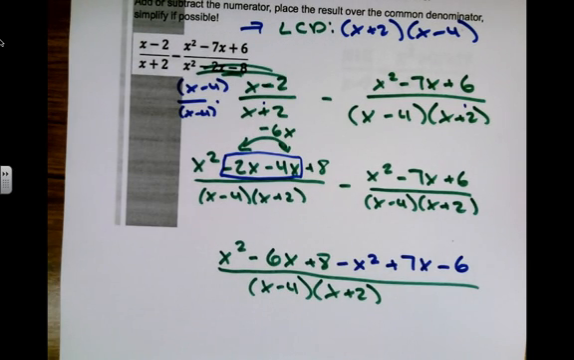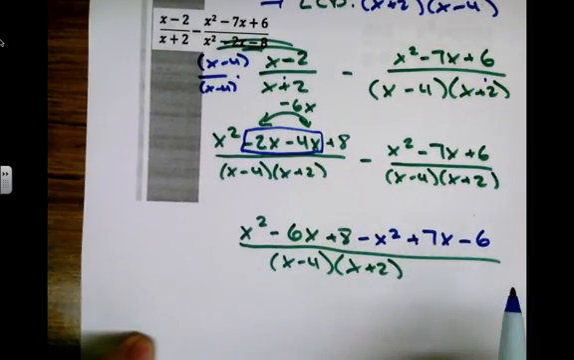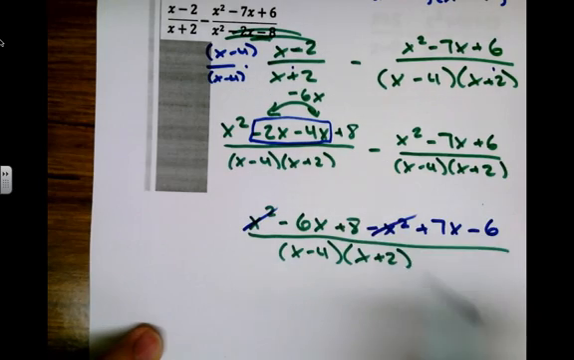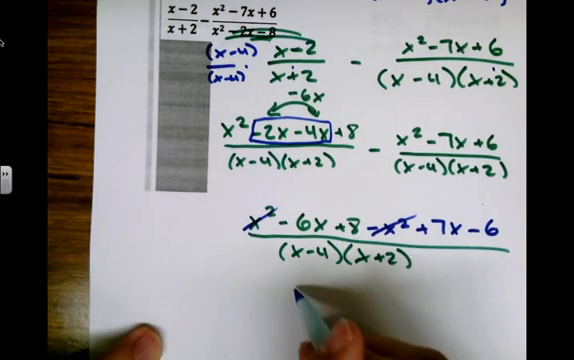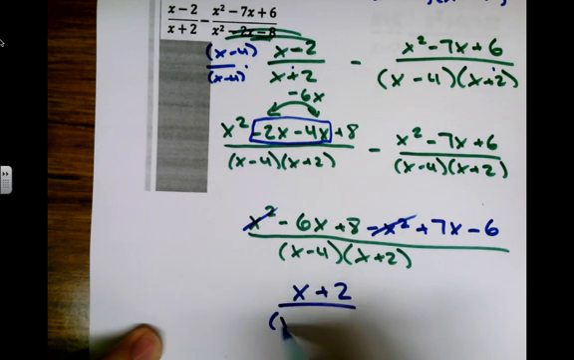Now I go through and I combine all of my like terms. So looking at this, x squared minus x squared is going to give you 0x squared, so I don't even need to write anything. Those two things cancel each other out. Negative 6x and 7x, that's going to give you x. 8 and negative 6 gives you 2.